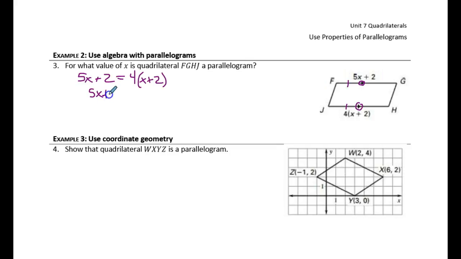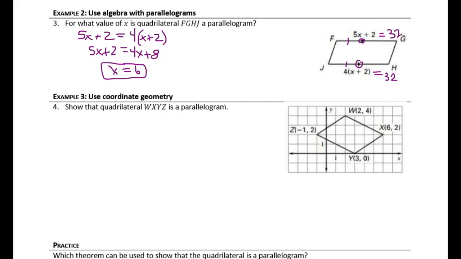So make sure you distribute your 4. We get 4x plus 8. And then x is equal to 6. And then we can double check by plugging it in. If x equals 6, then this would be 32. And 6 plus 2 is 8 times 4 is 32. So they're congruent.